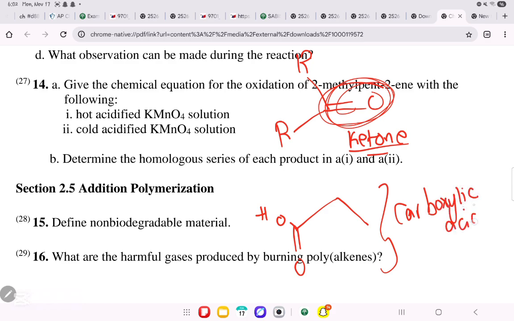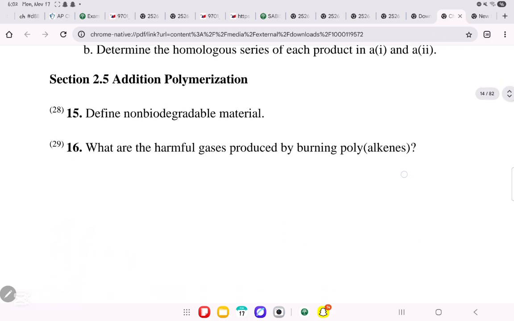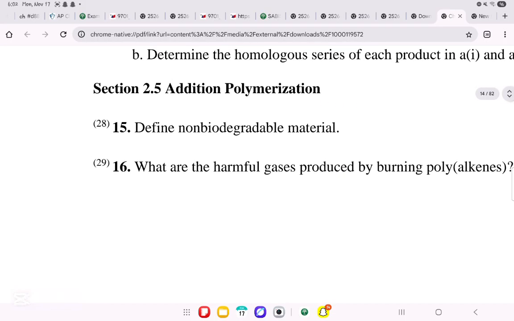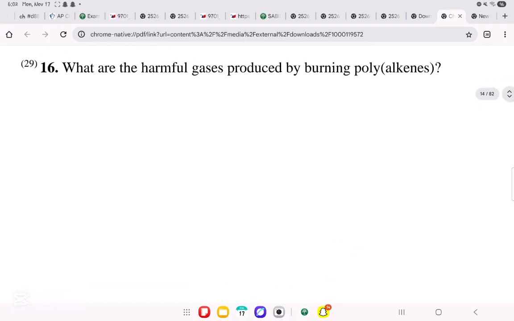Now we'll move on to section 2.5. What does it say? Define non-biodegradable material. Non-biodegradable materials are substances that cannot be decomposed biologically. In other words, no microorganisms such as bacteria and fungi would digest them to remove them from the soil. So you need to say this. What are the harmful gases produced by burning polyalkenes? You have carbon dioxide and carbon monoxide, the main two harmful gases.